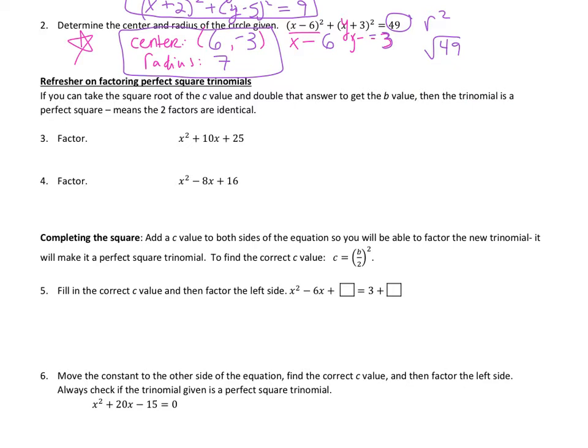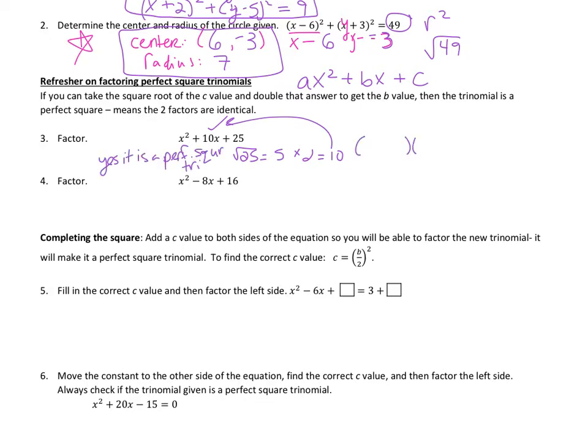This is how you can check to see if there is a perfect square trinomial. You want to check if you can take the square root of the c value, which is this last constant in your basic equation for a trinomial. You take the square root of that number, and then you double it, so multiply it by 2. And if that is your b value, then that means that your trinomial is a perfect square trinomial, so your two factors are identical. So if you look at number 3, if we take the square root of 25, that gives us a 5, and then if we multiply that by 2, we get a 10, which is our b value. So that means this is a perfect square trinomial, which means we can factor it.